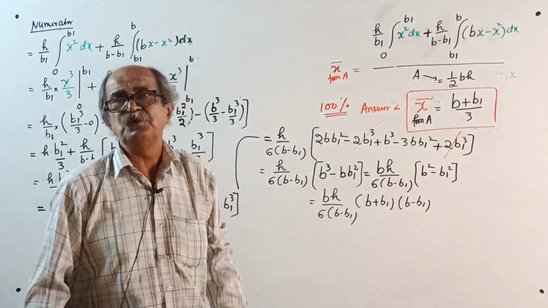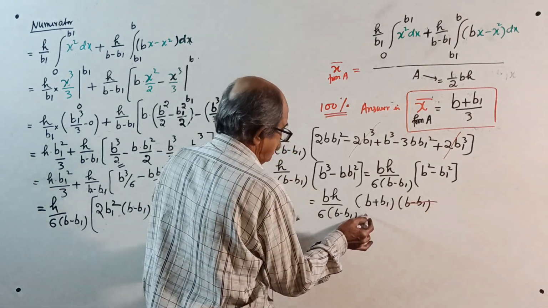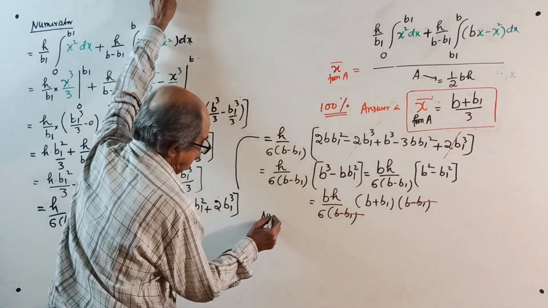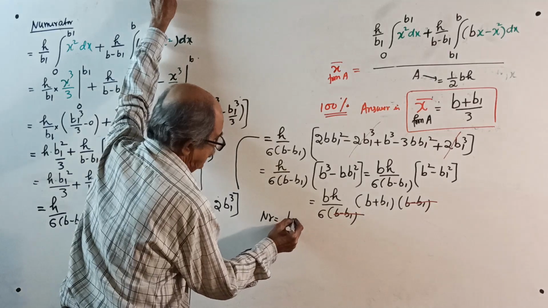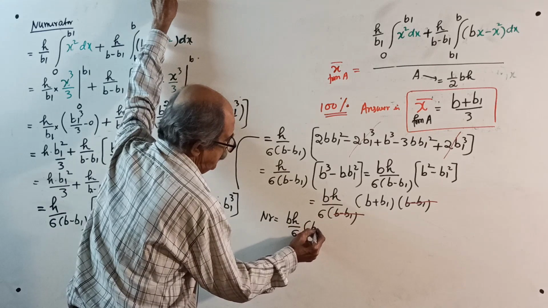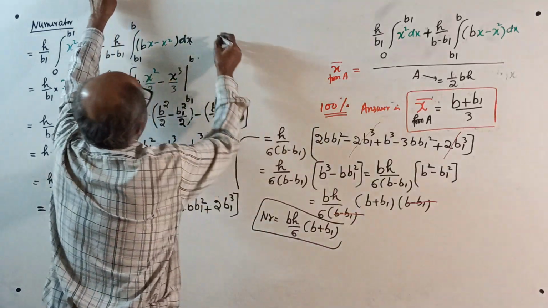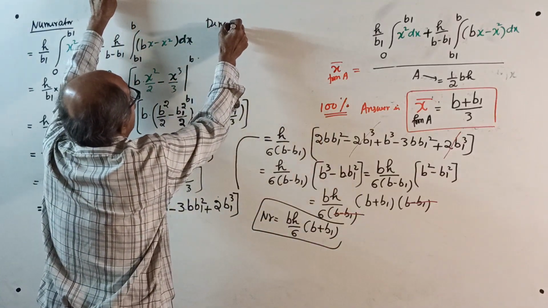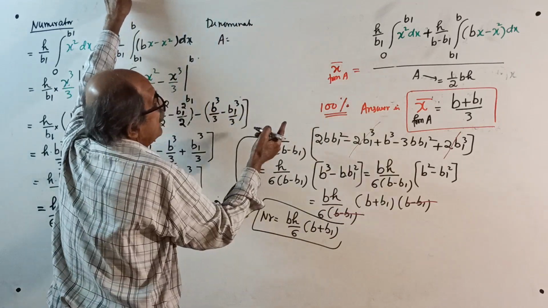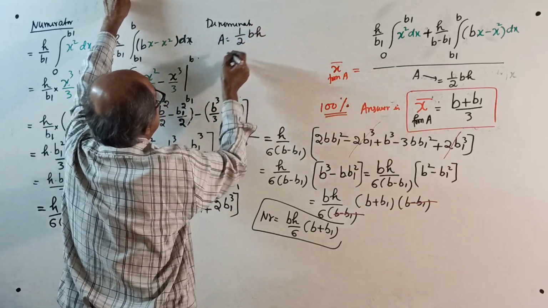A square minus B square is (A plus B) into (A minus B). Now, B minus B1 cancels, so your numerator is BH by 6 into (B plus B1). And the denominator is nothing but area. Don't integrate. You know area is half into base into height.